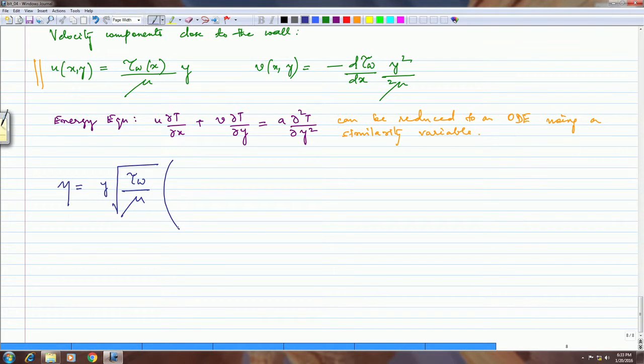Now that similarity variable can be written as y, then the term with x and tau wx, where hopefully you remember what the x naught is. x naught was the location of the temperature jump.